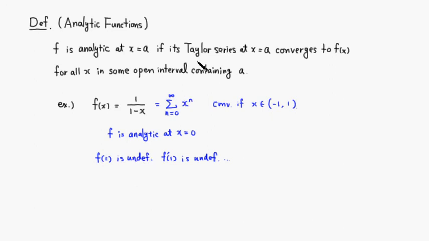So therefore, the Taylor series would not converge. So therefore, f is not analytic at x equals 1. Maybe same thing at x equals -1, for the same reason. All right, that's it. I hope that this was clear.